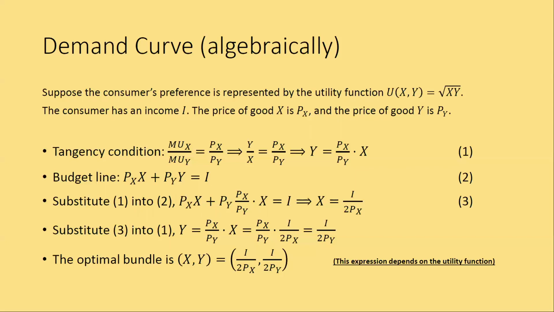So in this general case, we see that the amount of good x the consumer will consume is I divided by 2 times px. So it depends on her income as well as the price of good x, which is very reasonable. And note that it is a special result of the Cobb-Douglas utility function that the consumer's demand for good x does not depend on the price of good y. This is a special feature of the Cobb-Douglas utility function. In general, this need not be true.